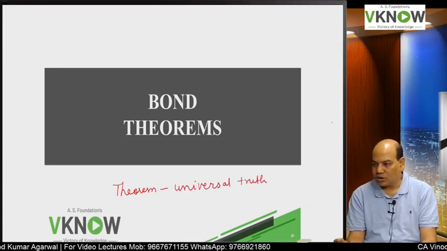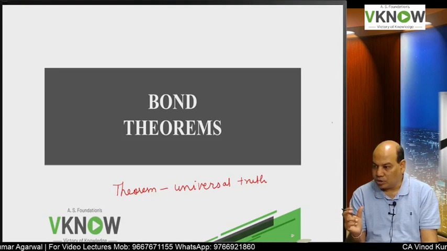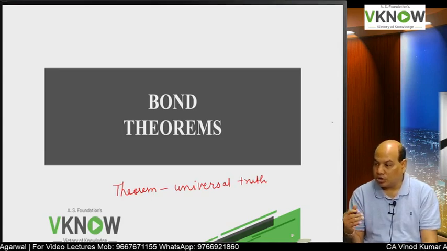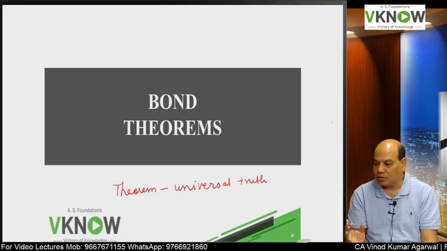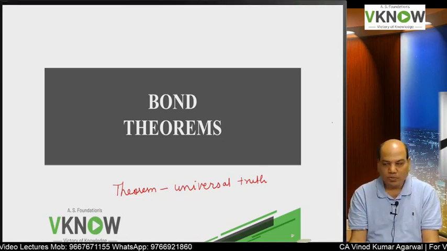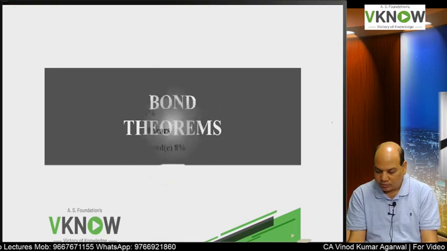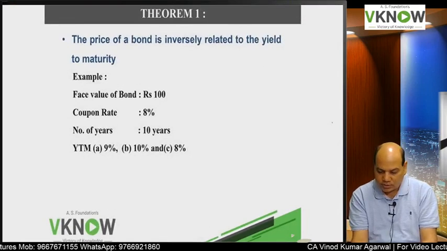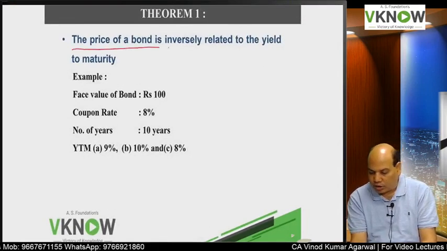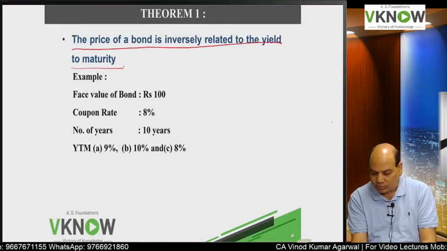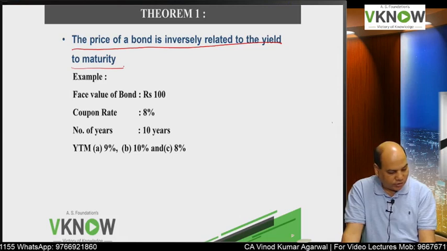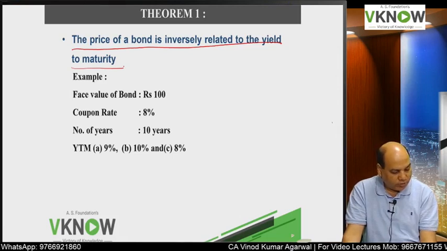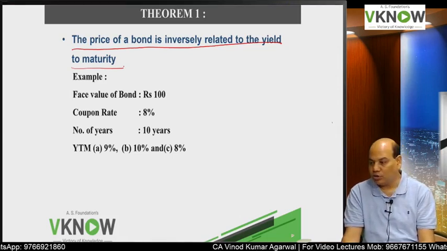So I am going to discuss certain properties of bond which are applicable in all situations. As long as these conditions are fulfilled, the bond value will react accordingly. First theorem, which we have already covered in question number 1: the price of a bond is, in your book, inversely related to the yield to maturity.